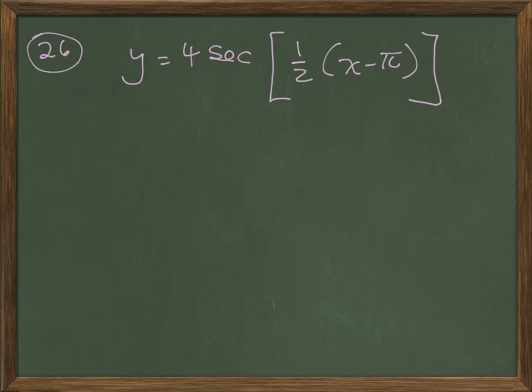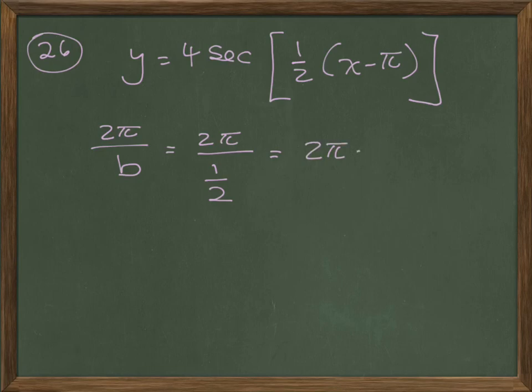Okay, 26 is determine the period. The period of secant is 2 pi over b. B in this case is 1/2, which now is 2 pi times 2 over 1. So the period here is 4 pi, and that is C.